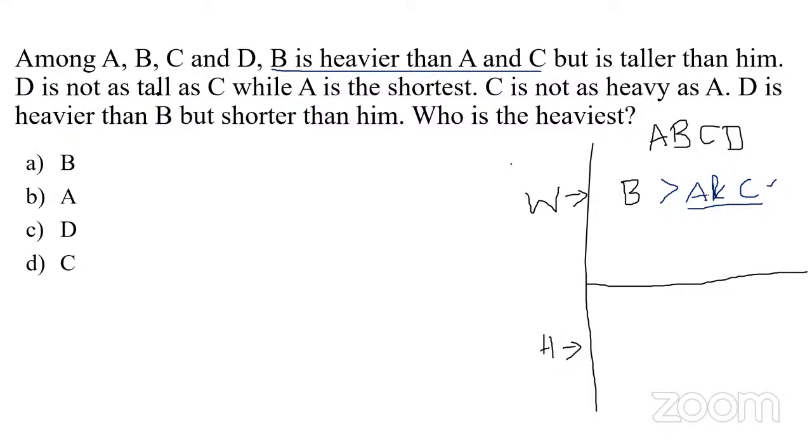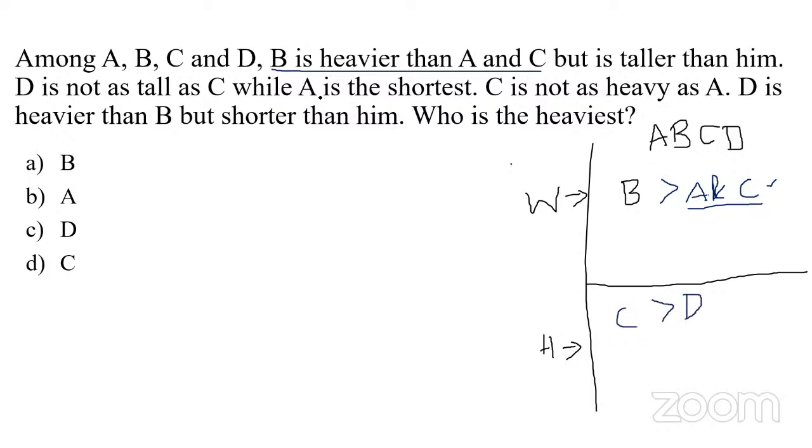What is being given in the next? D is not as tall as C, right? D is not as tall as C. So D is not as tall as C means C is taller than D. Yes, C is taller than D.